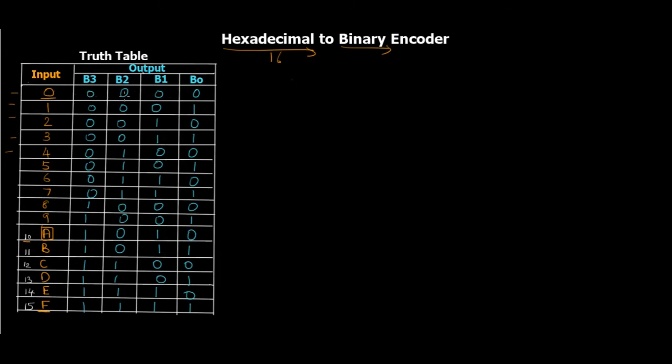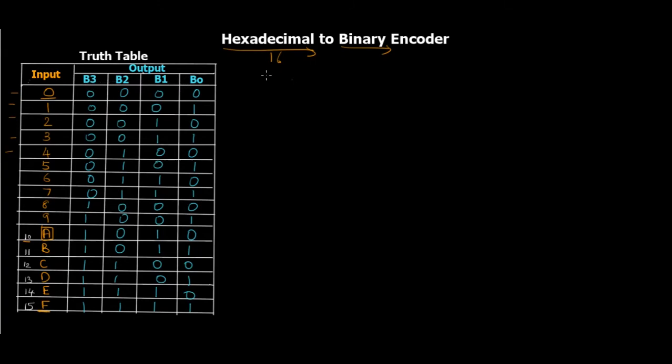For 0 we have 0000, for 1 we have 0001, based on the positional weights. For A, that is 10 in decimal, we have 1010, for 11 we have 1011, and till F we have 1111. This is the input that the hexadecimal to binary encoder is going to take. It is going to take a 16 line input, and the output is going to be a 4 line output, starting from B0 to B3.